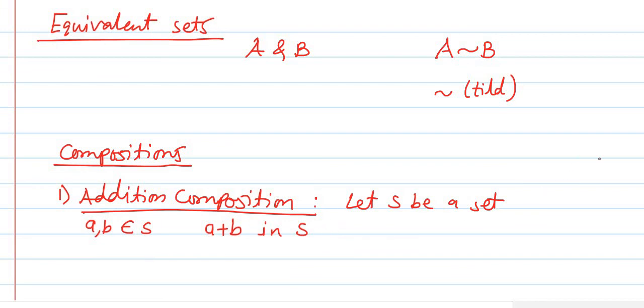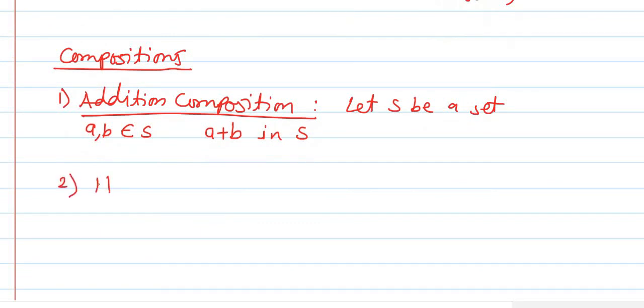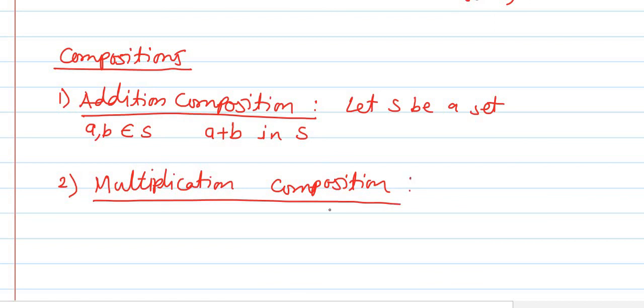Similarly, the multiplication composition is defined in the set S. If we have the set S, and for each pair of elements A, B of S, there corresponds a member A into B, which is again in S, and this A into B we can write simply as AB belonging to S, then we say that multiplication composition is there in the set S. In such a way, addition and multiplication compositions are defined in the set S.